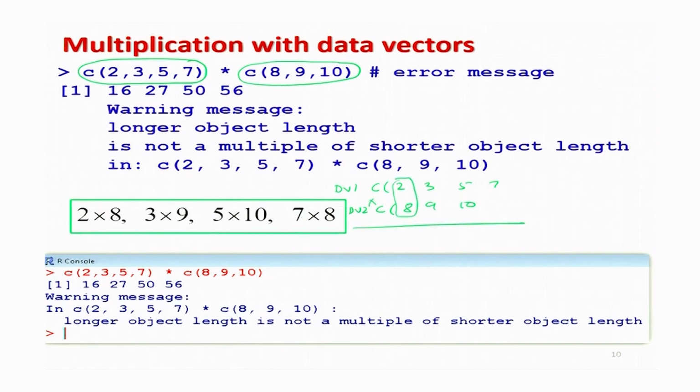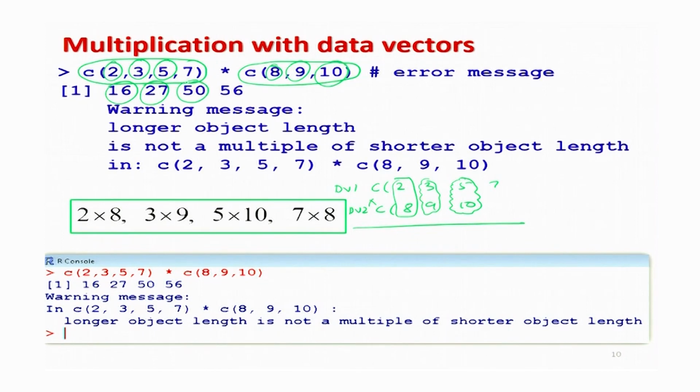So, first this 2 and 8, then 3 and 9, and then 5 and 10, they are going to be multiplied. So, this first position in the data vector 1, first position in the data vector 2, 2 and 8 will multiply, you get here an answer 16. Then the second position in the data vector 1 and data vector 2, they are multiplied, 3 into 9, which gives you here 27, and then the third position in the data vector 1 and third position in the data vector 2, which are 5 and 10, they are multiplied, and you get here an answer 50.